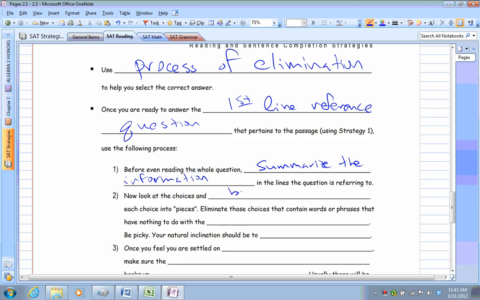Then look at each choice and try breaking it down into pieces if there are multiple words. That's important. And of course, eliminate choices that contain words or phrases that have nothing to do with the reference material. So it's got to be backed up by what's being mentioned in the passage. And be picky. Your natural inclination should be to eliminate.